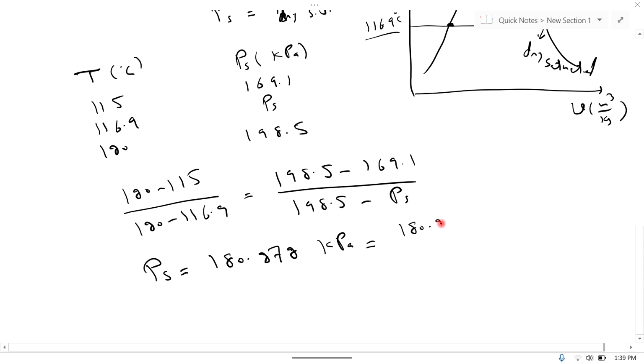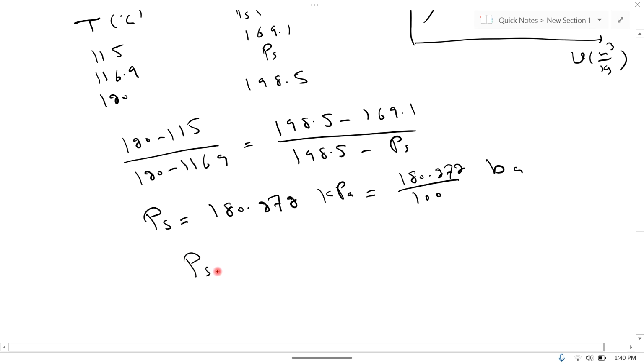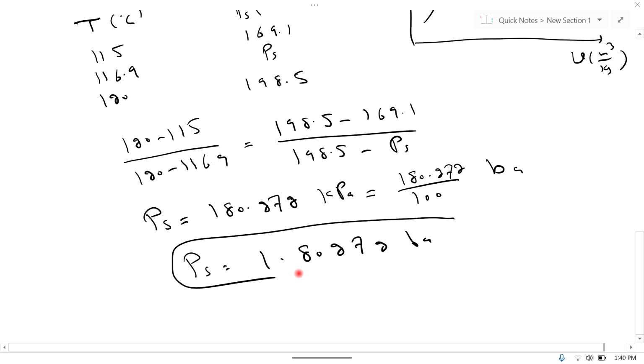Convert it into bar. 180.272 divided by 100, because 1 bar is equal to 100 kilopascal. So PS is equal to 1.80272 bar. This is the pressure of dry saturated vapor.